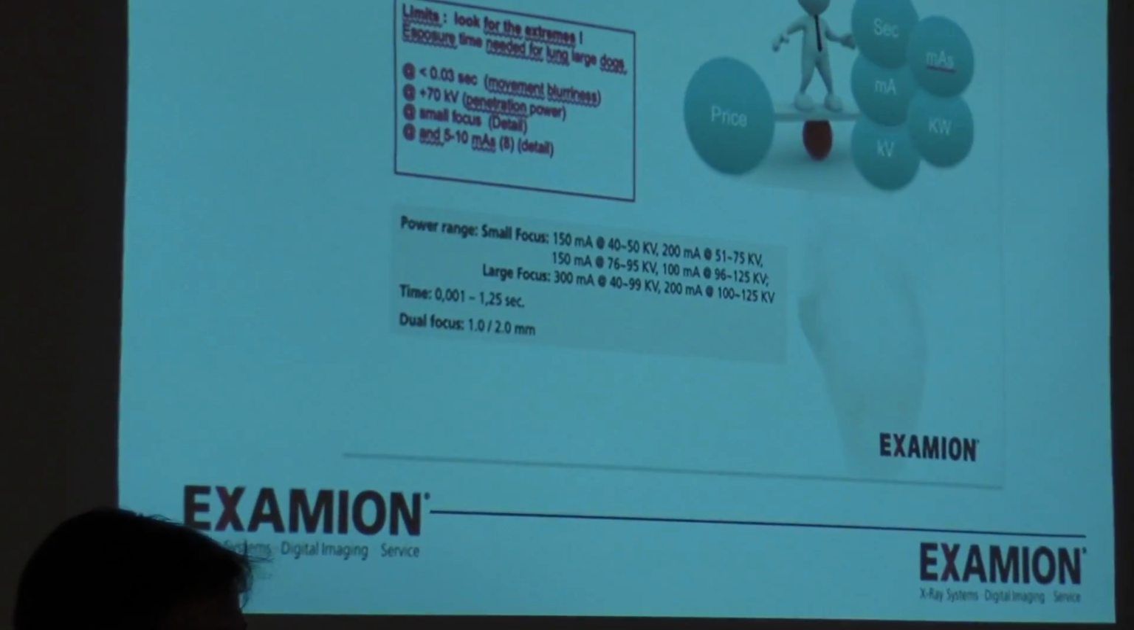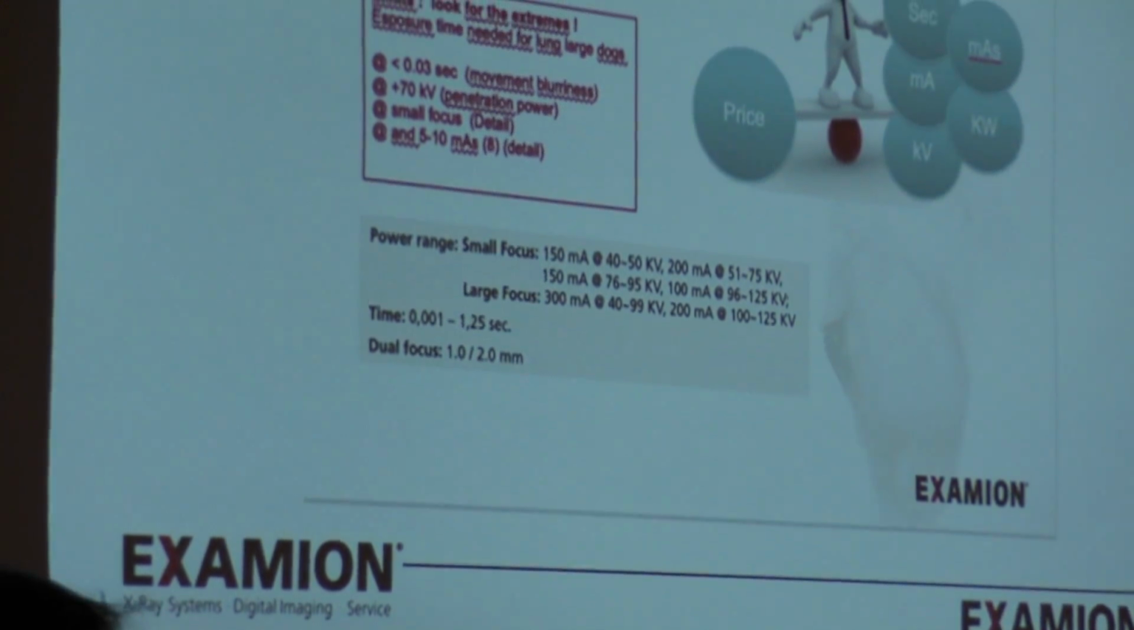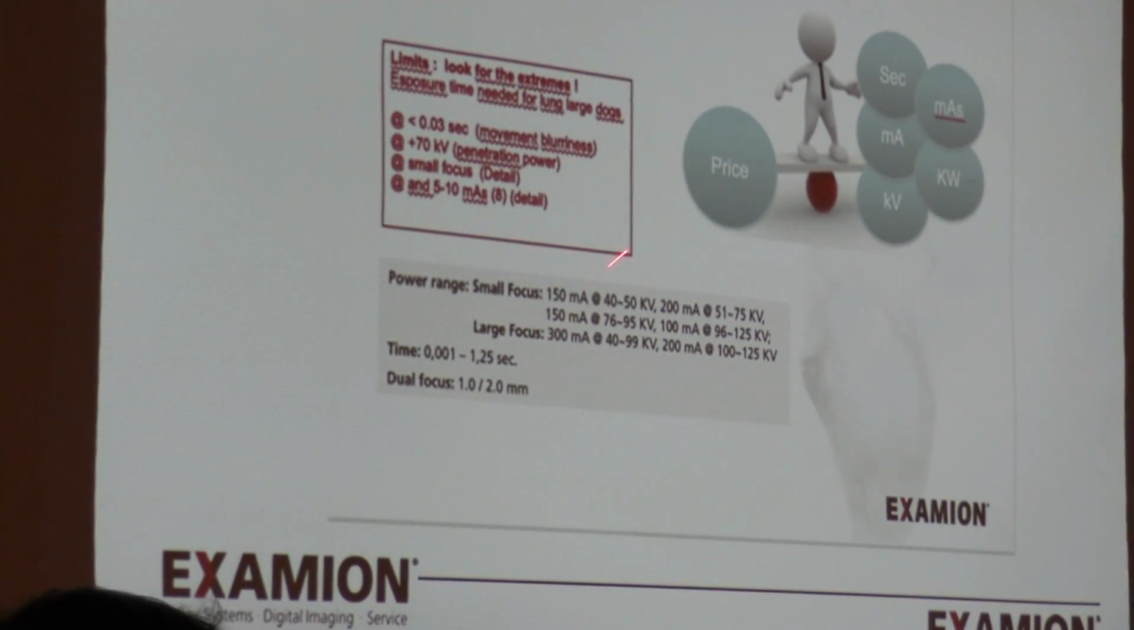And that's something you need to try to find out, because it's not that your machine has, let's say, 100 kilovolt and it makes 400 milliamps. Well, that's nice. It will probably, but not at the same time. So you need to find out the real power of the machine.